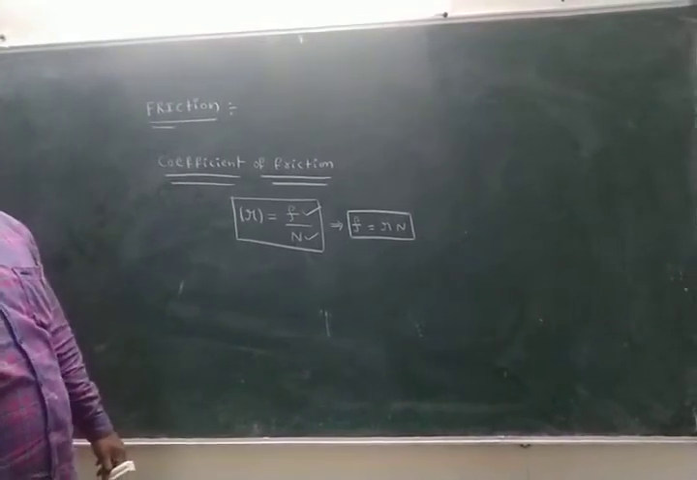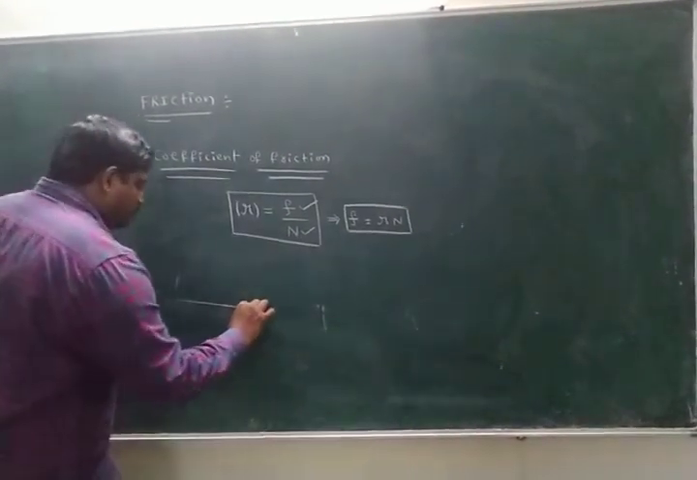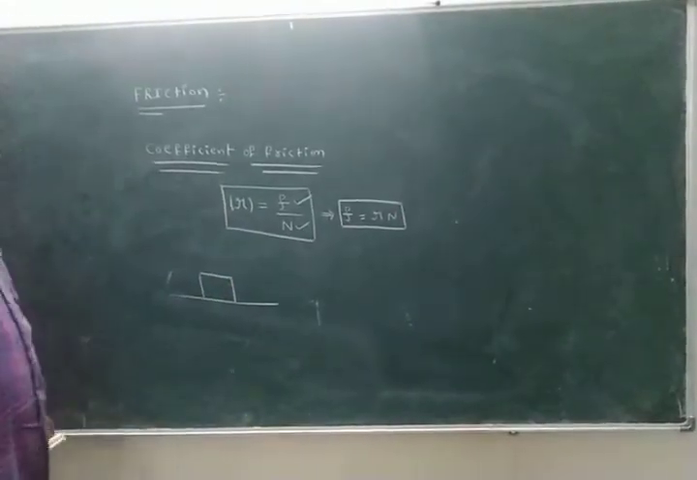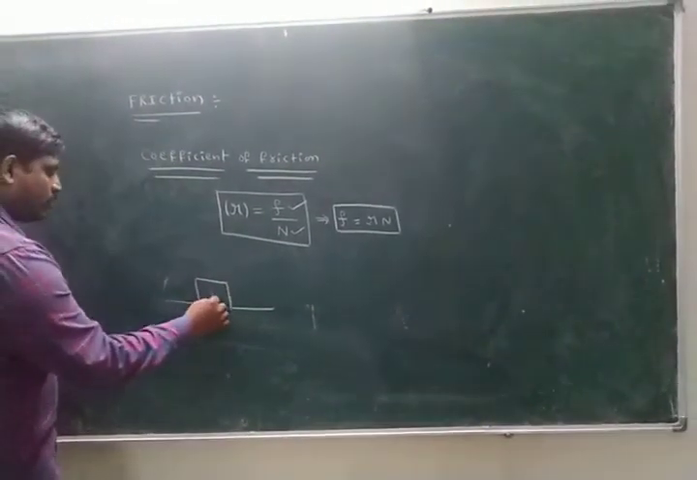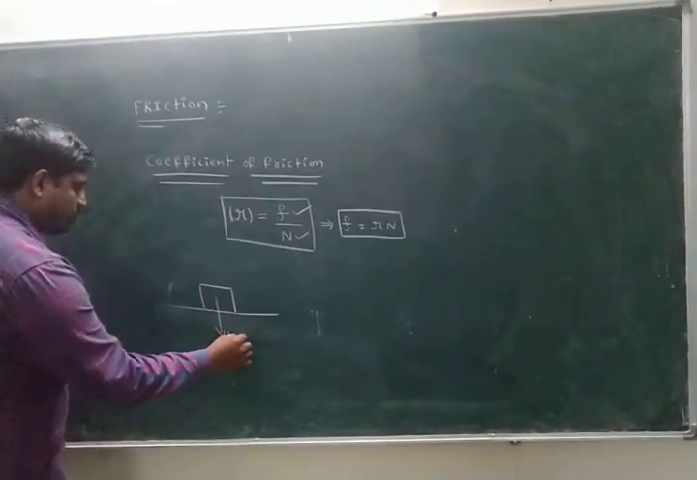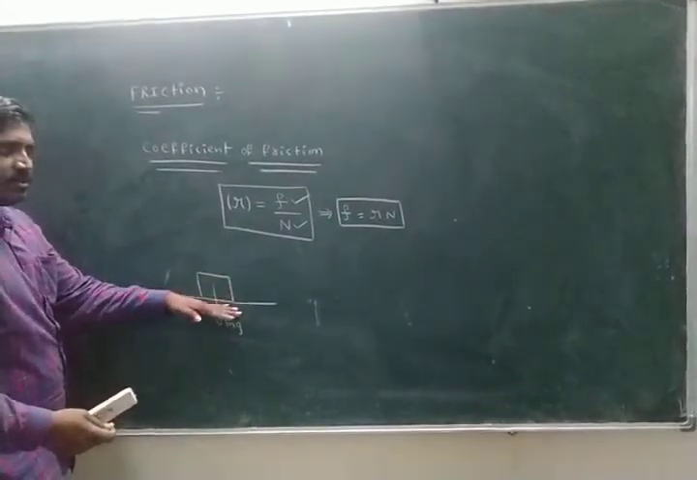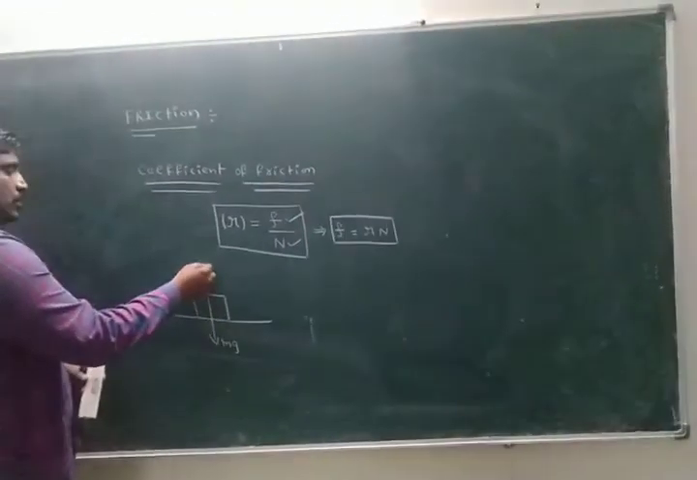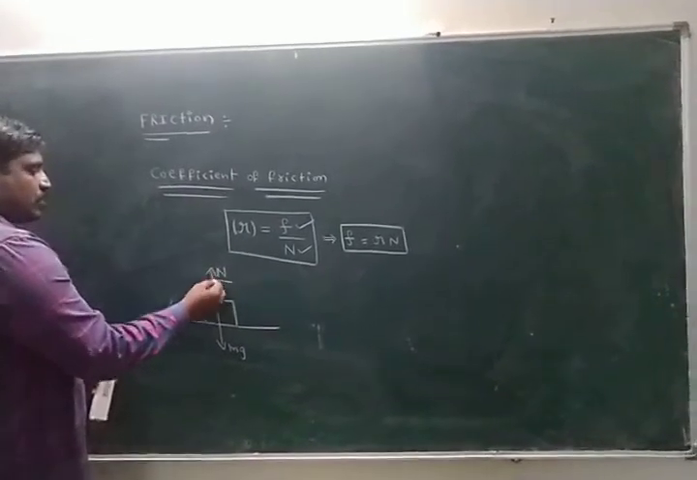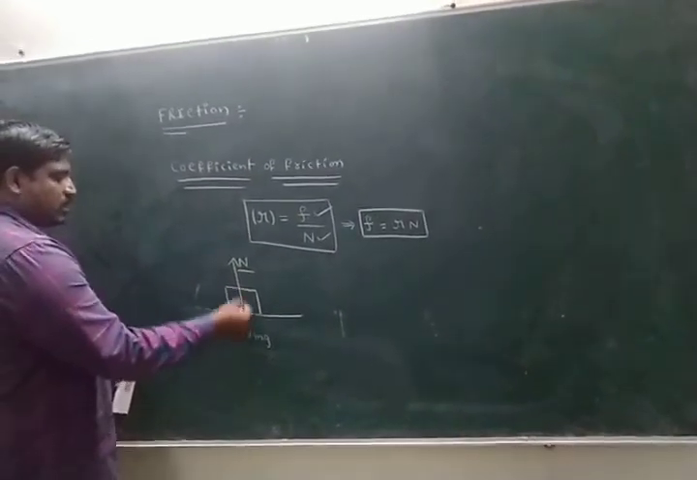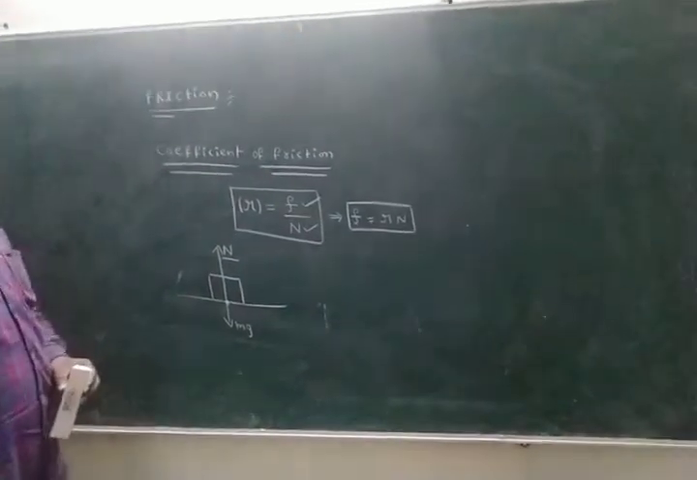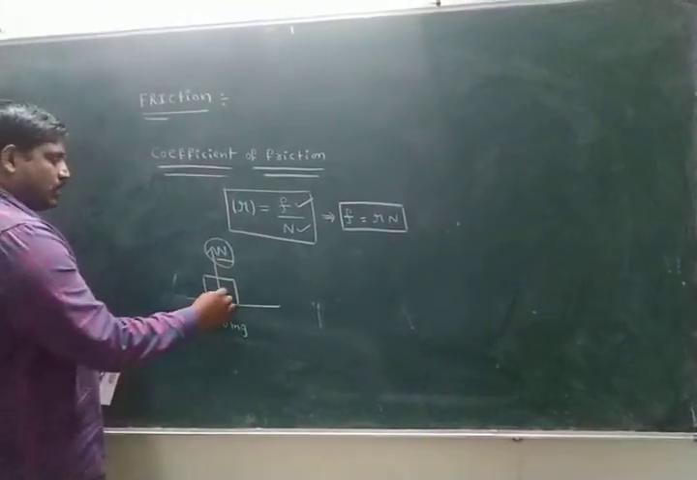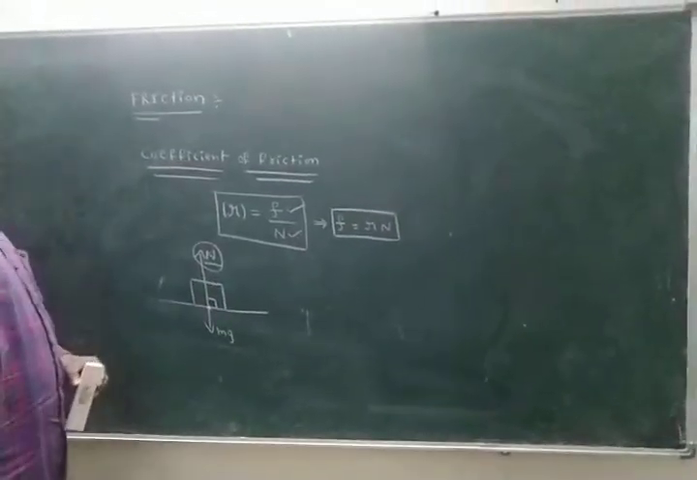Once again, what is the normal reaction? This is the surface and this is the body. The weight always acts vertically downwards. The body exerts an action, and according to Newton's third law, the floor exerts an opposite reaction. The pressure exerted by the surface is called the normal reaction force. It is always perpendicular to the surface.